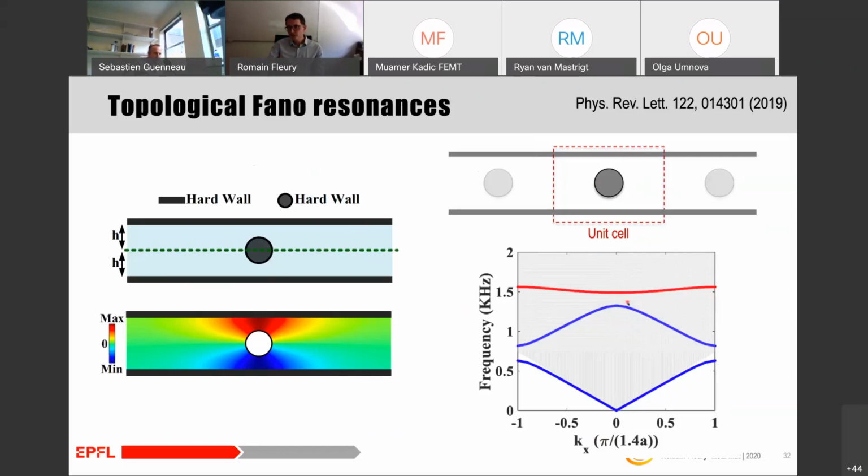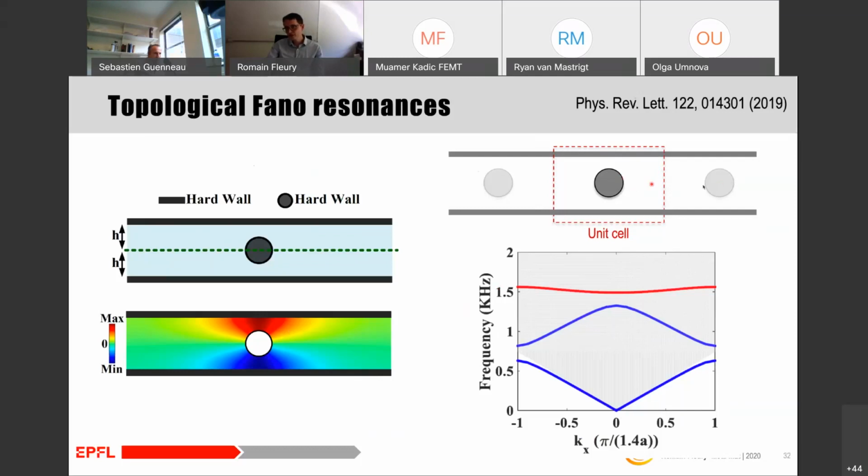And there is a new band, another one that we didn't pay attention to, which is this red band. And this red band corresponds to a band created by these guys. Why? Because each of these cylinders has one dipolar resonance, and they are coupled to each other evanescently. So here we have a tight binding kind of interaction for these modes. That's why you have a cosine kind of shape.